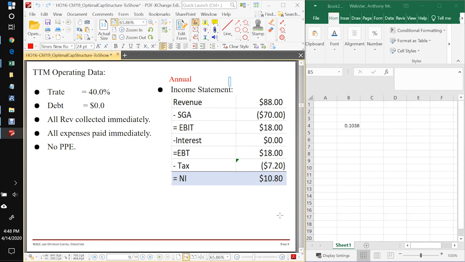So this is pretty good, more than 10% net income margin. If it's steady and reliable, that's not bad.